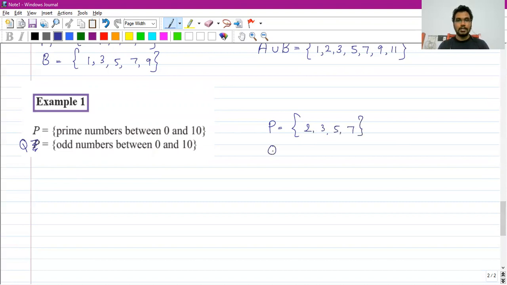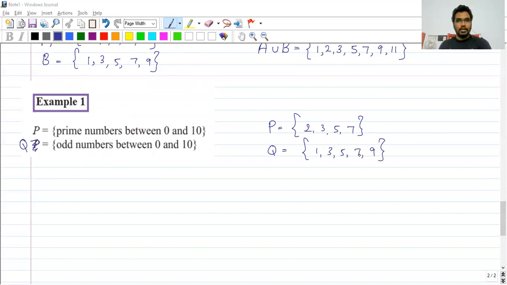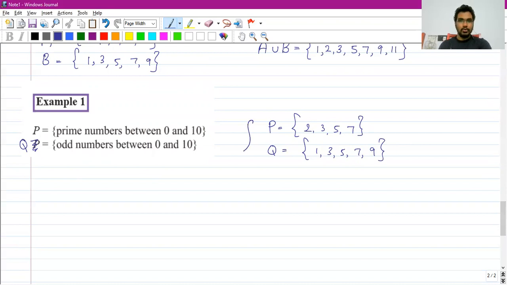Q means the odd numbers between 0 and 10. So that means 1, 3, 5, 7, 9. The question is to write the union set of these. There is no question written, so I will tell the question. The question is to write the union of these two sets.